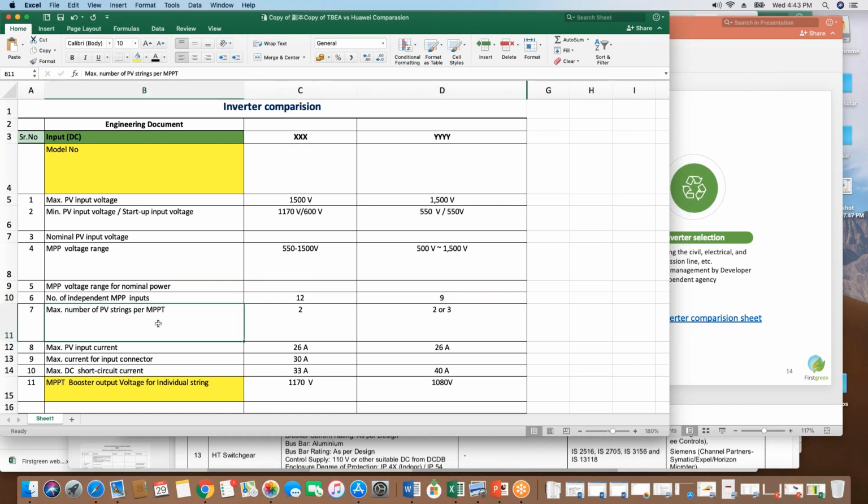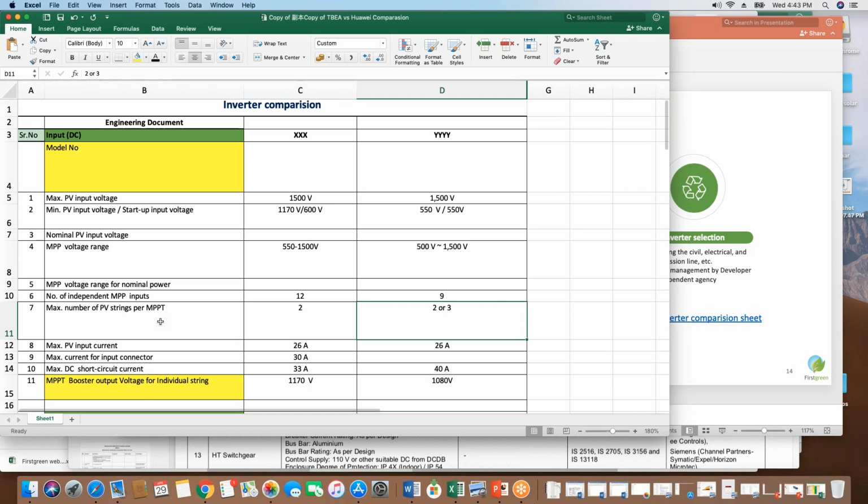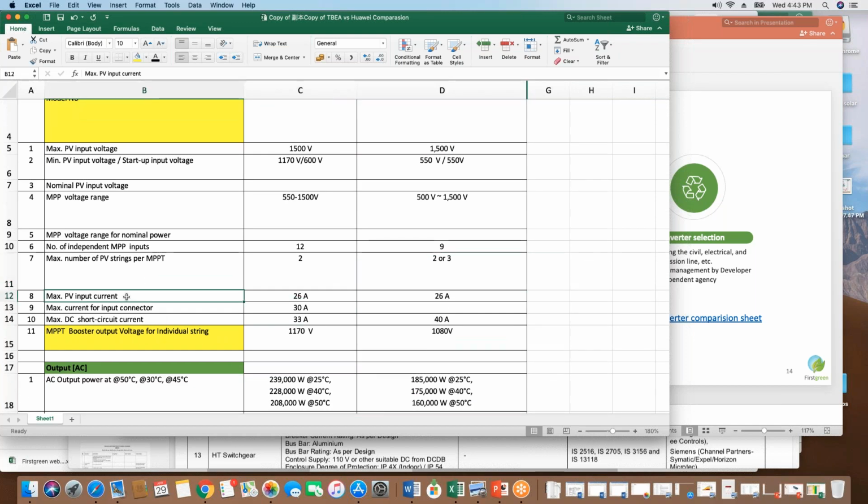Then the number of PV strings per inverter. Here it is 2, here it is giving 2 or 3. Then how much is the maximum input current? Here it is 26, in both cases 26. The requirement of this 26 ampere is that if you are using a Y connector in your strings and you take 2 strings together in one input slot, then you require at least this much input current. If it is 15 ampere, then you cannot take a Y connector connection to the individual input in your inverter.